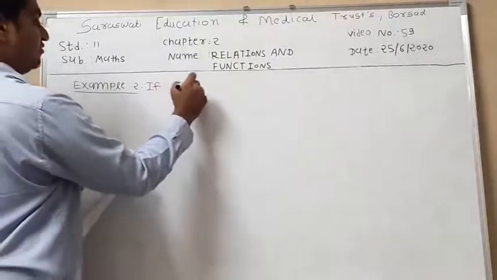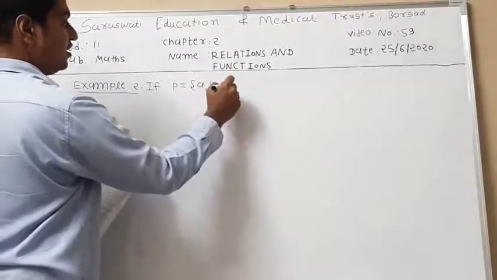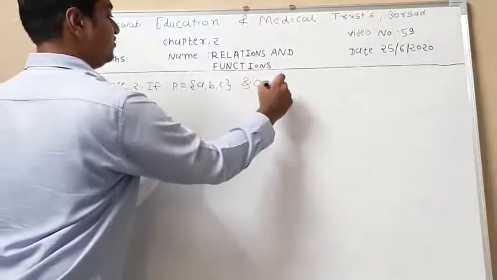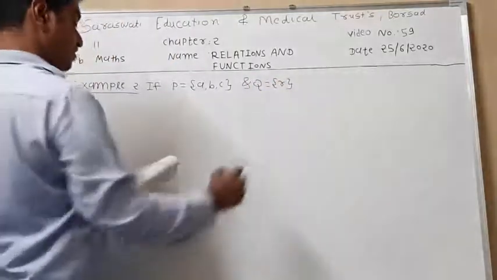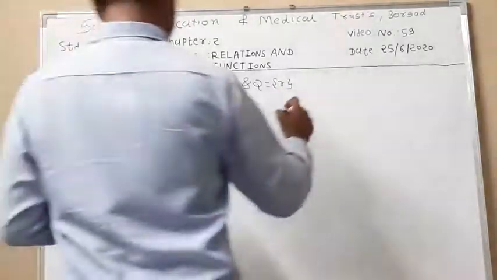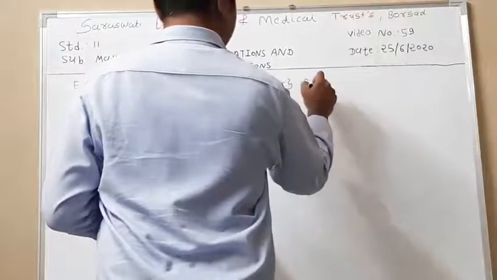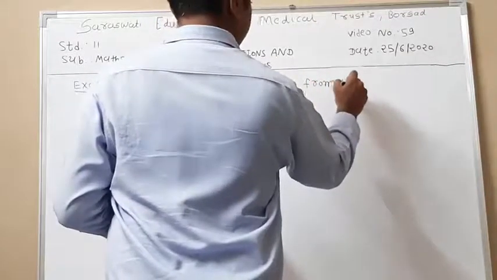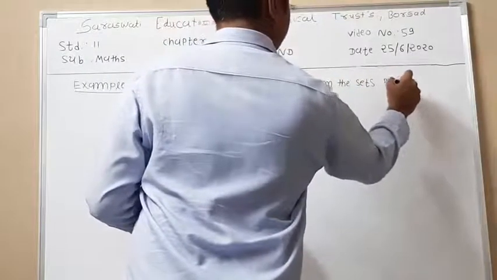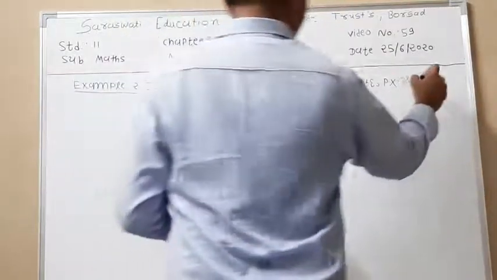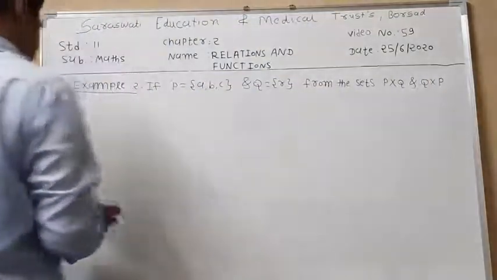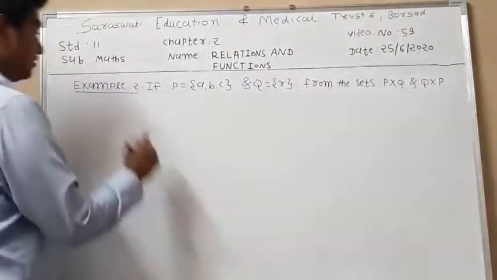If P is equal to the set {A, B, C} and Q is equal to the set {R}, from the set P and Q, P. So from the set P Cartesian product of Q and Q Cartesian product of P, are these two products equal?